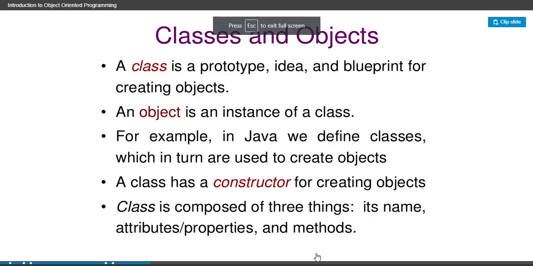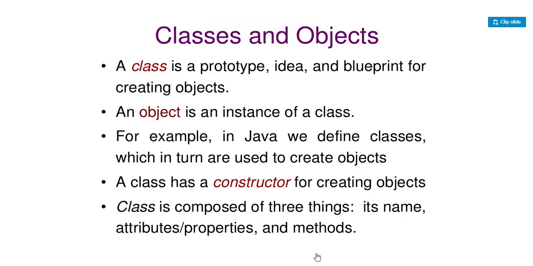Welcome back. In this video we will learn about the most important topic of object-oriented programming and the Java programming language, which is class and objects. A class is a prototype, idea and a blueprint for creating an object. An object is an instance of a class. For example, every human being, every person, every animal is an object in this concept.